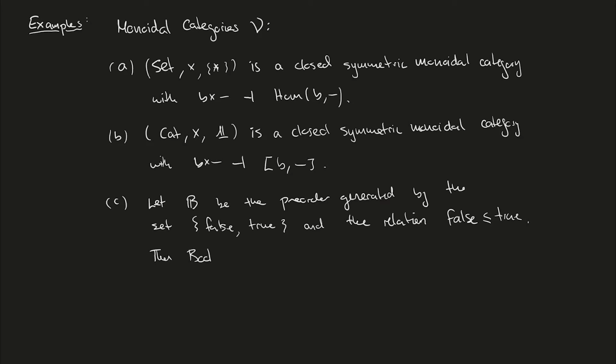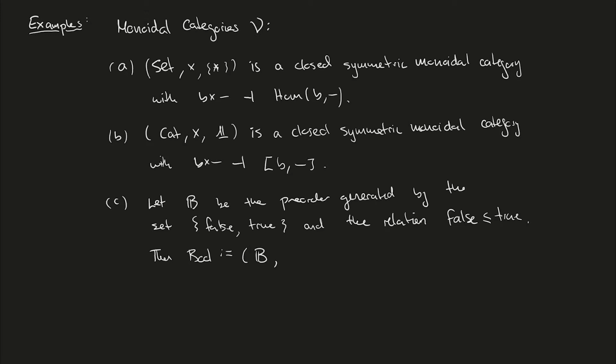Then there exists a monoidal category Bool, which has as objects the elements of B, and as morphisms the relations that are satisfied in B. So it'll have an arrow between false and false, which will be the identity. It'll have an arrow between true and true, which is the identity, and also an arrow between false and true.